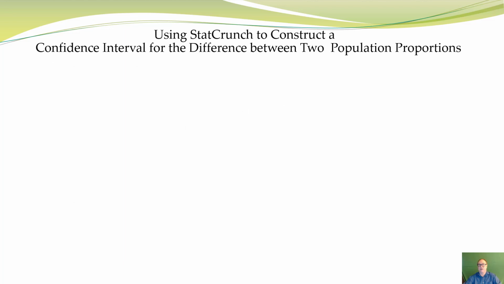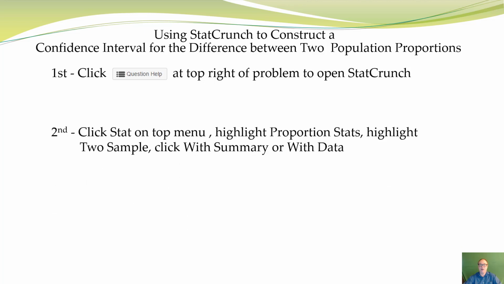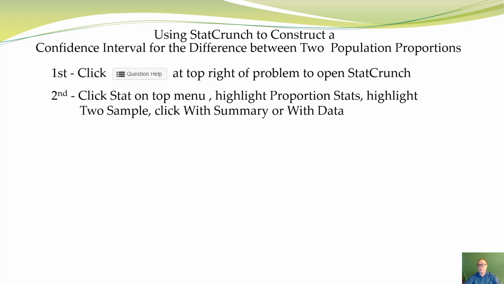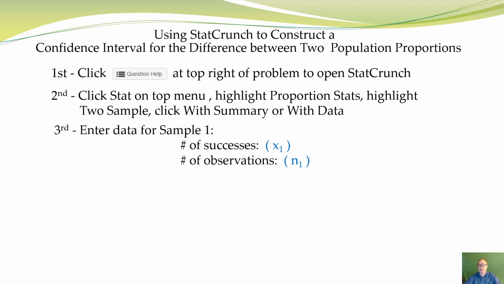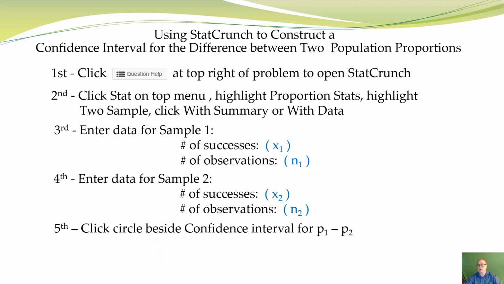Now, using StatCrunch. So, we open up StatCrunch the same way we've been doing. This time you highlight proportion stats, highlight two sample, click with summary or with data. And if we chose with summary, you would enter the number of successes for sample 1. For sample 2, enter successes, observations. Click the circle beside confidence interval for P1 minus P2. Enter level of confidence and click compute.